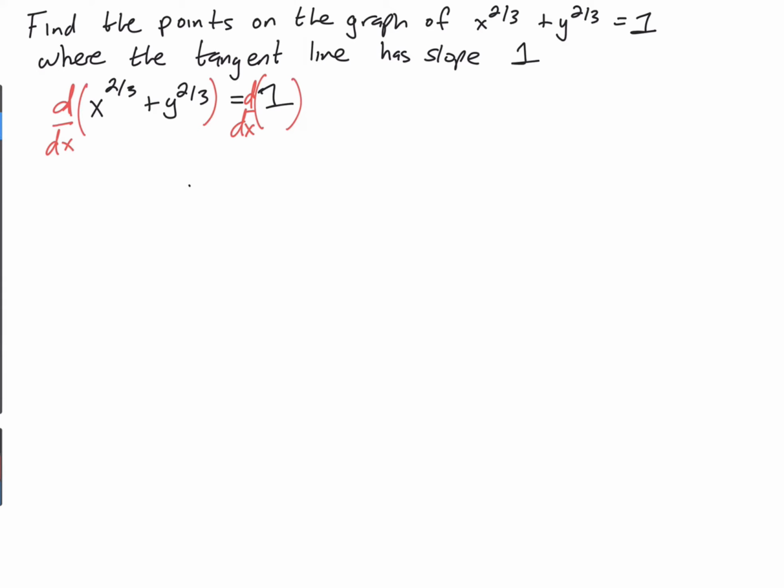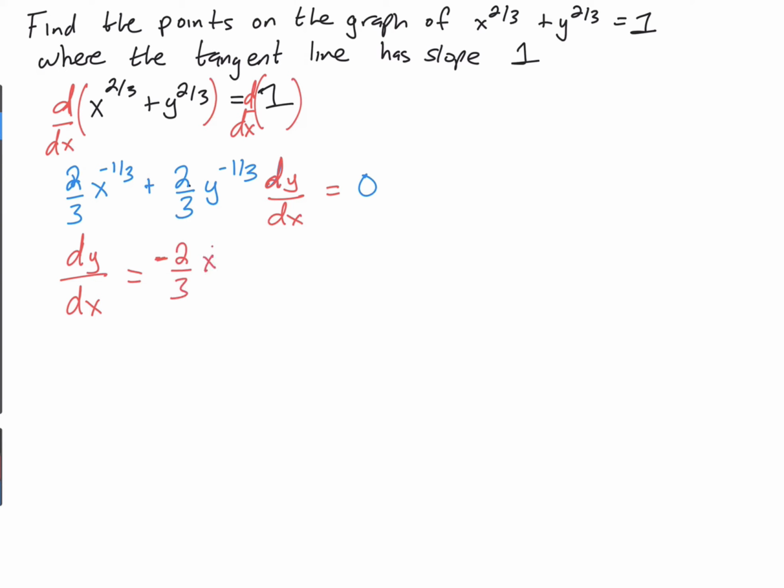So what do I get on the left side? 2/3 x, what is it? Well, okay, all right, that's fine. And then plus 2/3 y to the -1/3 times dy over dx, and that's equal to 0. Okay. So then we solve for dy over dx, right? So dy over dx equals -2/3 x to the -1/3 divided by 2/3 y to the -1/3, right? Okay, so what do I get? Well, this is just minus y to the 1/3 divided by x to the 1/3.